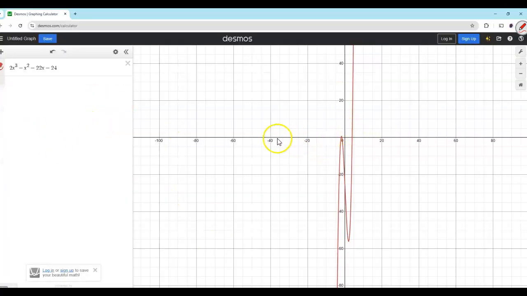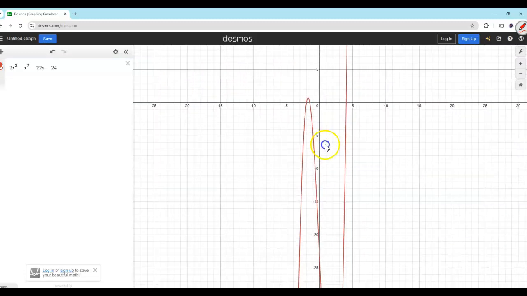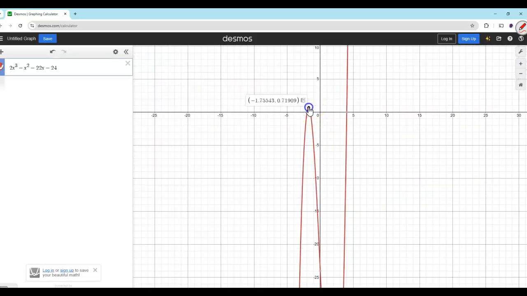The extreme max and the extreme min are infinity. The extreme max here is infinity, the extreme min is negative infinity. But we're going to look for basically when the graph turns. So, we want to be careful we get to the right point. I'm going to have you round to the nearest tenth. So, negative 1.8 and 0.7 is my maximum.